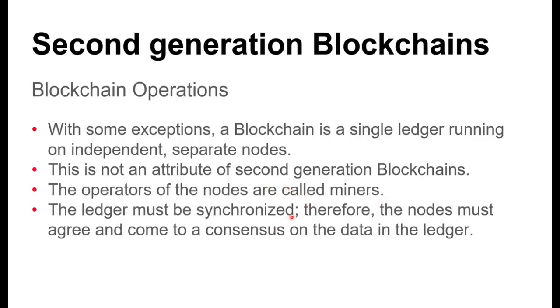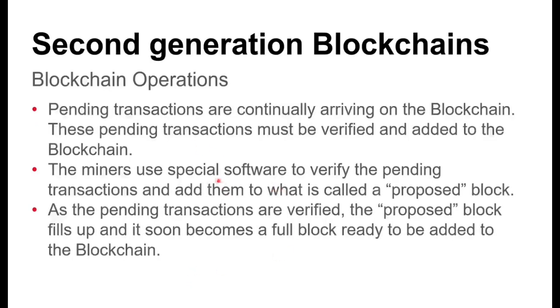It just turns out that with Ethereum, all nodes are peers. There's only one node type, one ledger in Ethereum. A ledger must be synchronized, therefore the nodes must agree. So there is this concept of a consensus algorithm in Ethereum. Pending transactions are continually arriving on the blockchain, and these transactions must be verified and added to the blockchain. Primarily, this is what miners do.